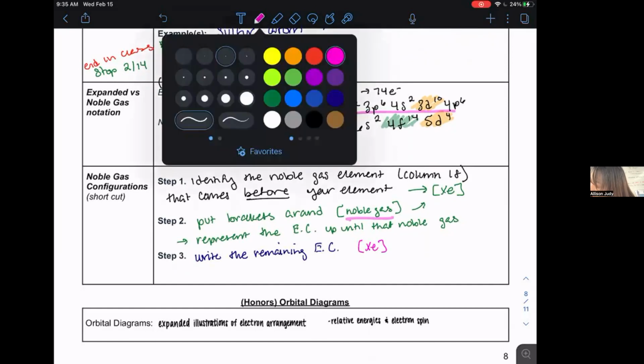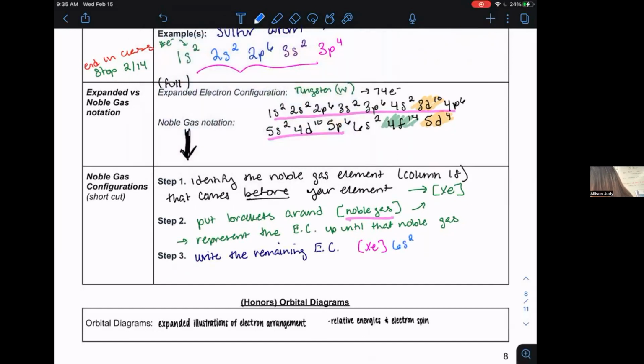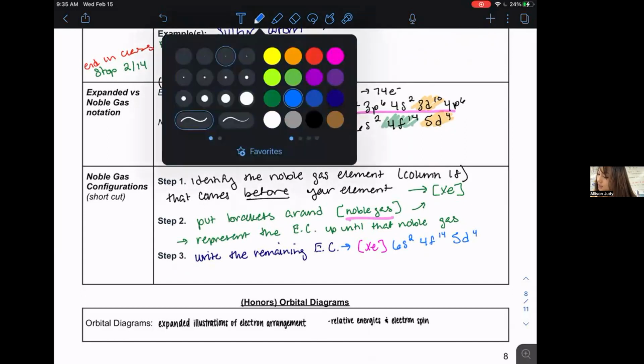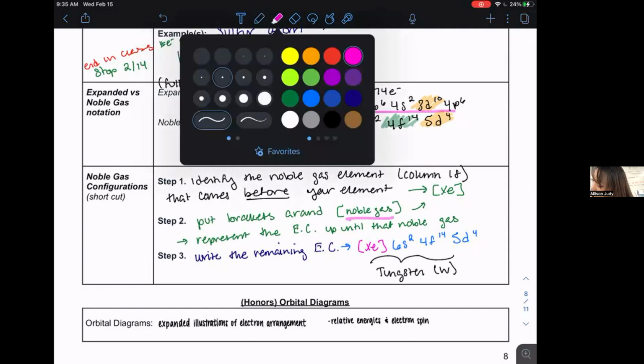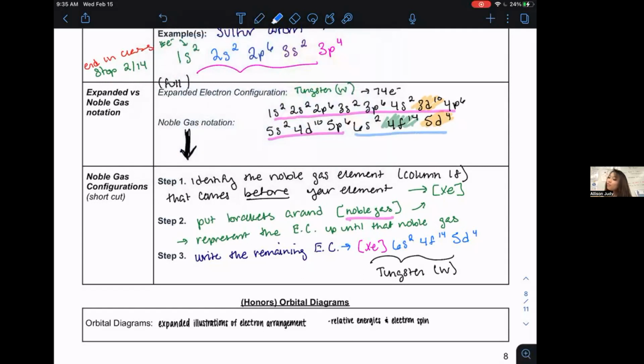So it becomes xenon 6s2 4f14 5d4. And now that becomes the shortcut, the noble gas electron configuration for tungsten. Much better. Much faster. So we just pick up where we left off.